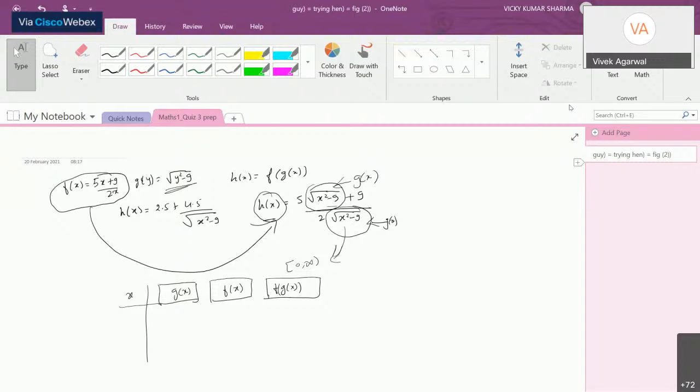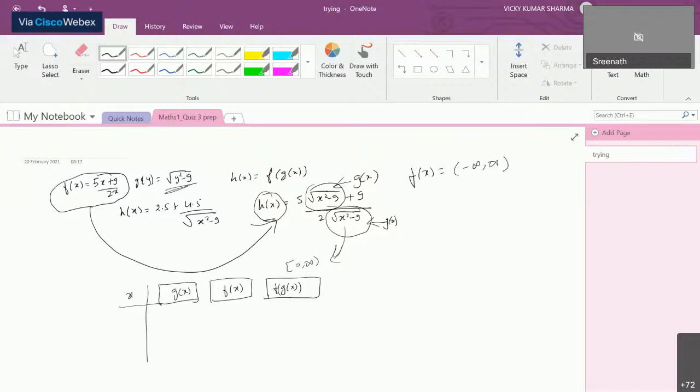Sir, can you write f of x there somewhere? Just f of x. Just write the domain as open interval minus infinity to positive infinity.